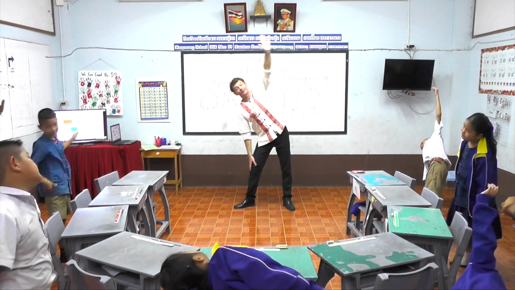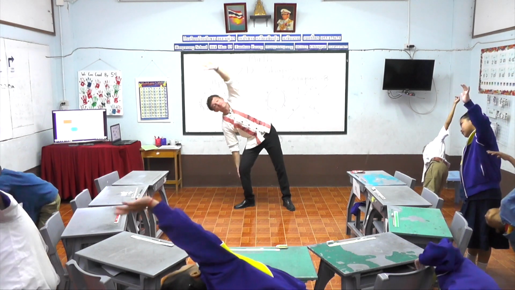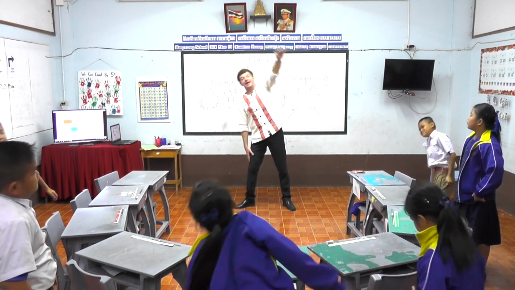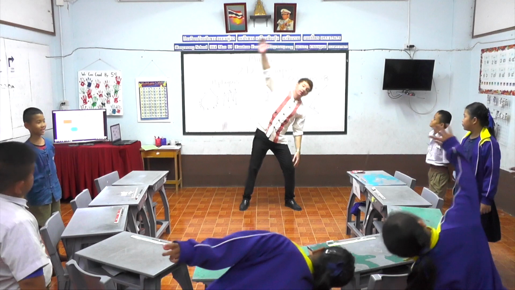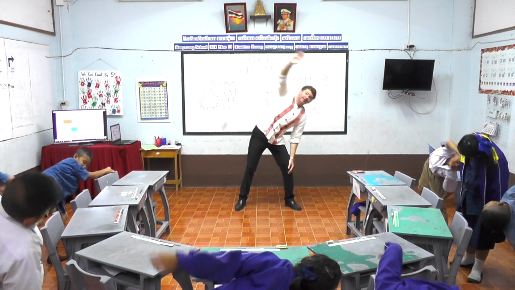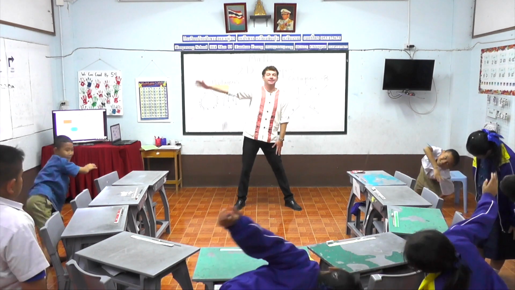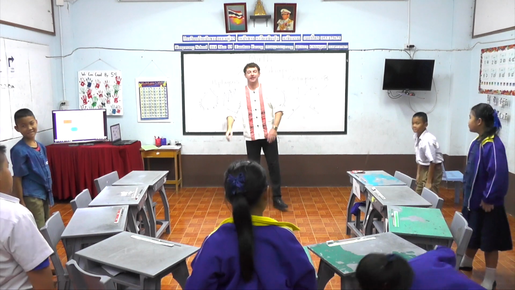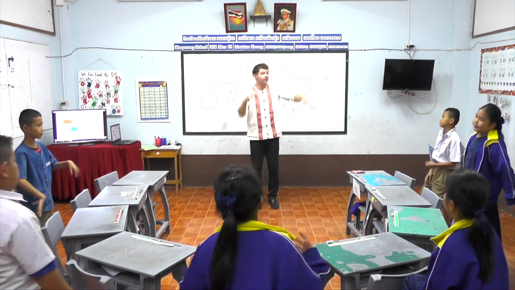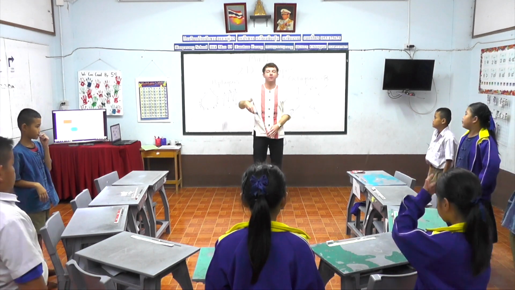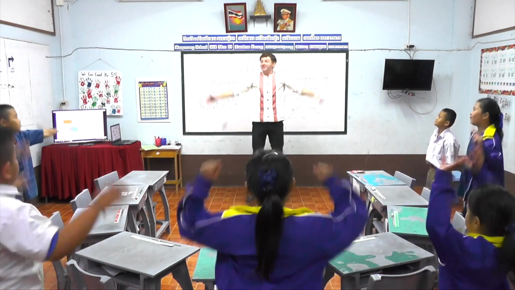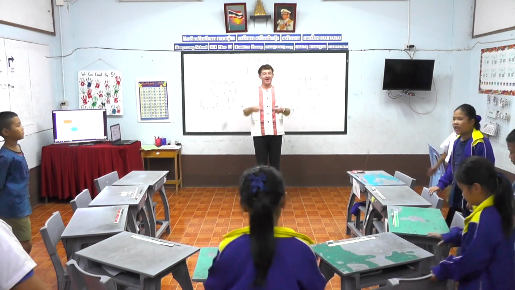1, 2, 3, 4, 5. Excellent. And now 5 to our left. 1, 2, 3, 4, 5. Very good. Let's have a shake. Let's shake it out. Shake it out. Shake it out. And to finish, we will do 5 star jumps. 1, 2, 3, 4, 5. Brilliant, guys. Have a seat.